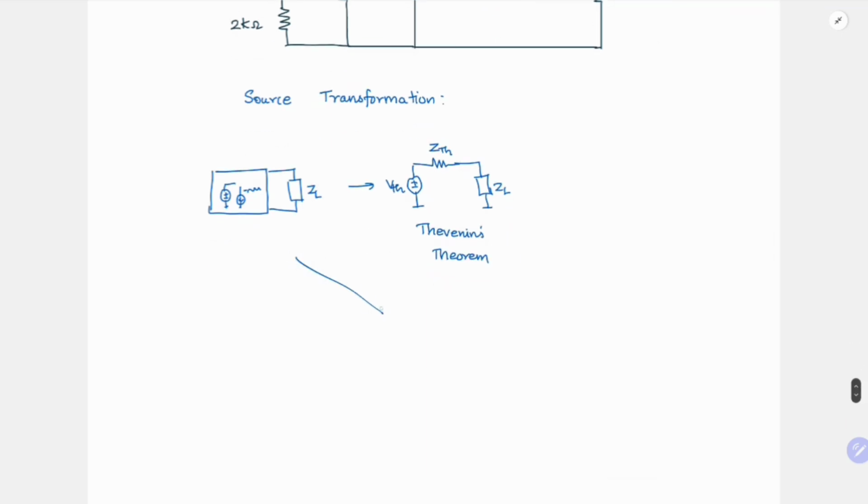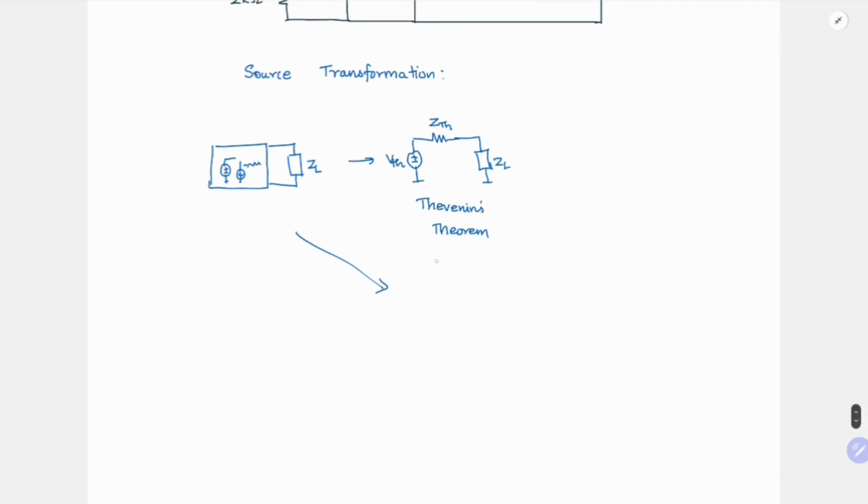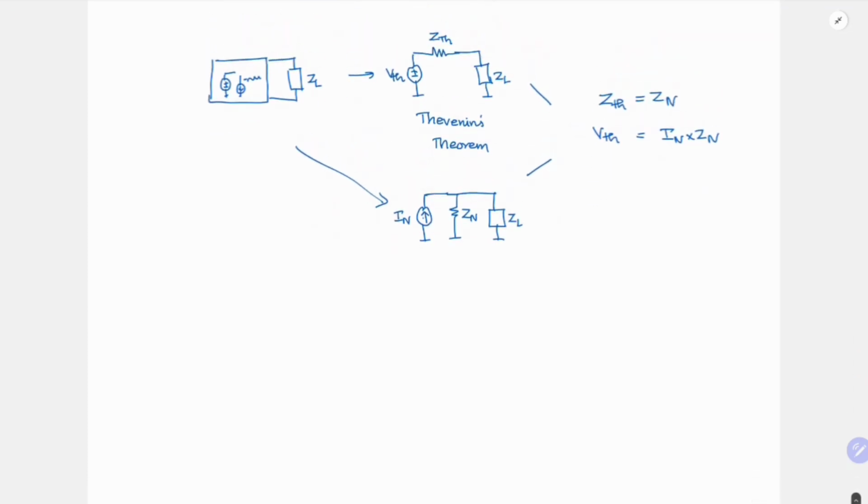Similarly, the same circuit in the Norton's equivalent, we can draw as an equivalent current source, right? So I Norton, and there will be a parallel Norton impedance and then our load impedance ZL. So how are these two circuits related? They are related as follows. Your ZTH is equal to ZN and your VTH is equal to IN into ZN. So from this, what do we get?